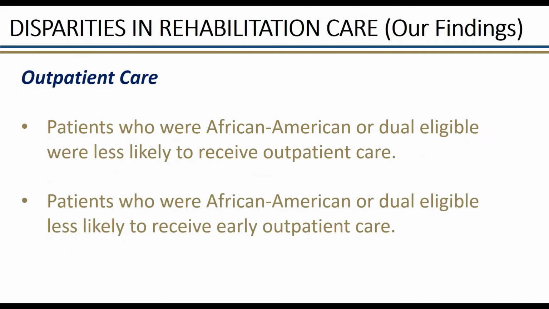And then as far as outpatient care, we found that patients who were African American or dual eligible were less likely to receive outpatient care, and the timing of that care was longer. They had to wait longer, or they didn't get the care as early as their white counterparts.